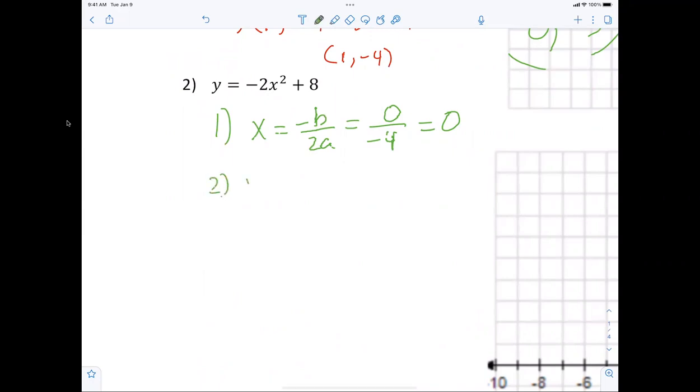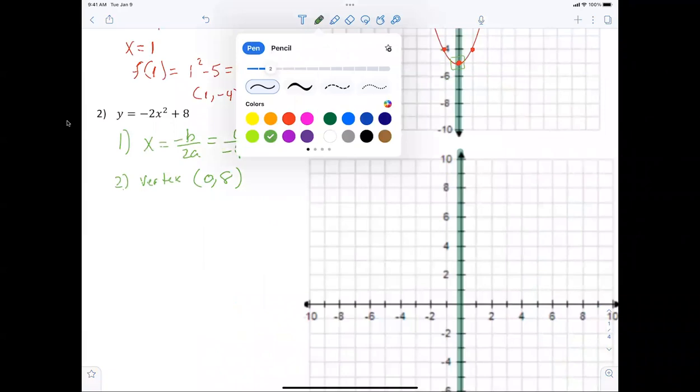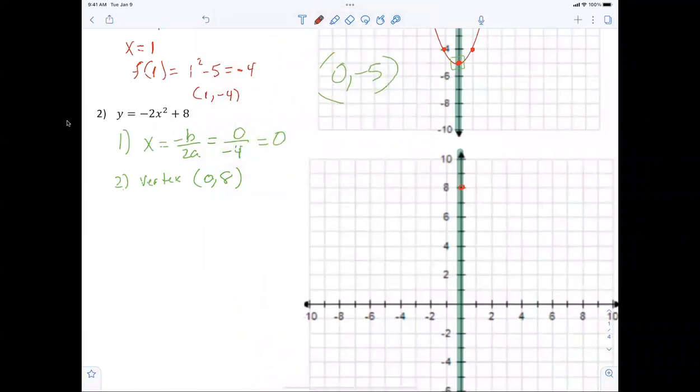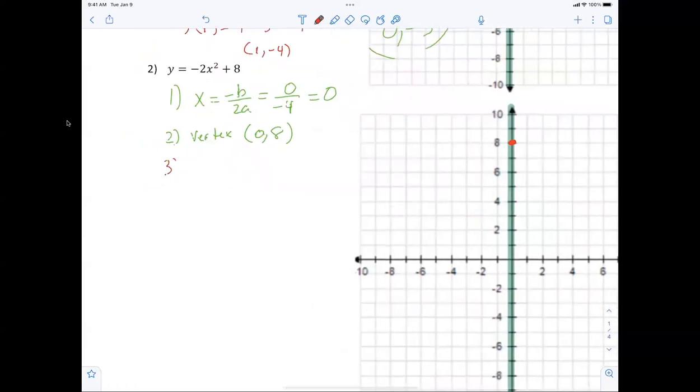So step 2 is the vertex. If I plug 0 in, what do I get, people? 0, 8. That is correct. So now I need everybody to plot the point (0, 8). And then step number 3, the y-intercept. The y-intercept is always (0, c). So in this case, it's (0, 8), which again is a problem.